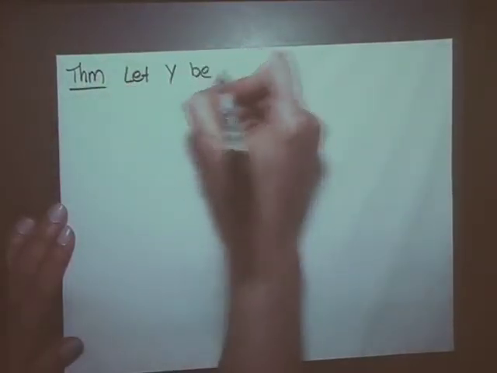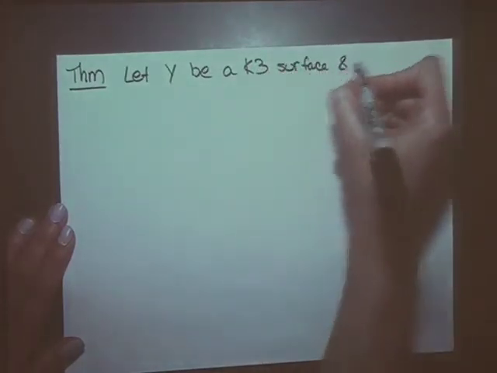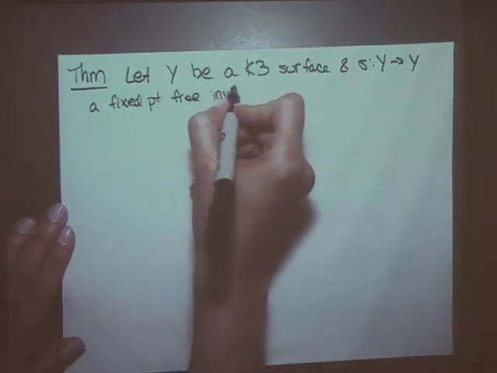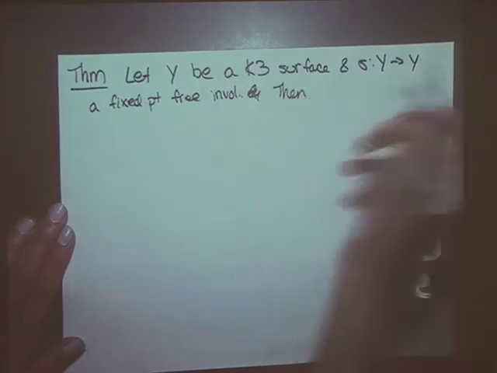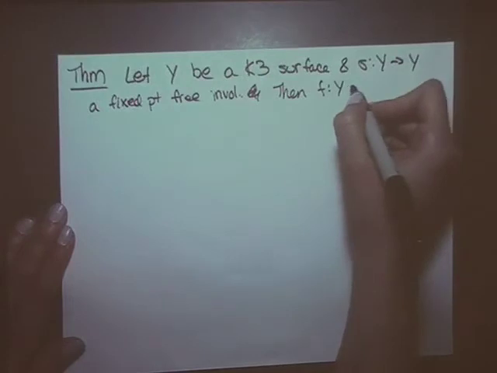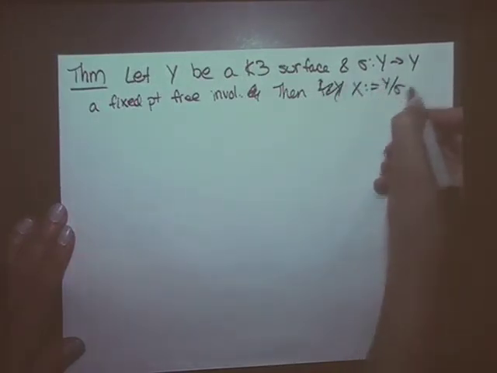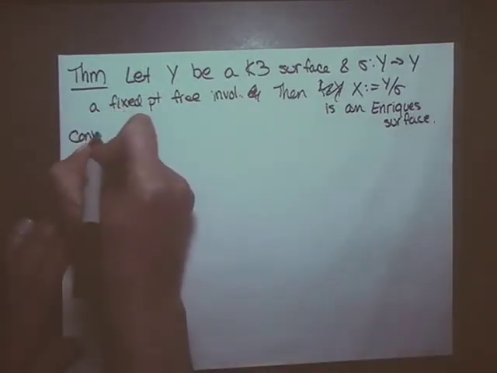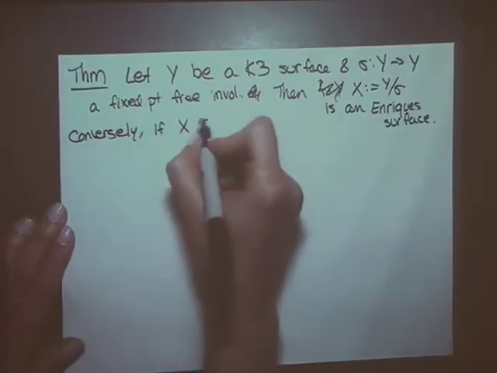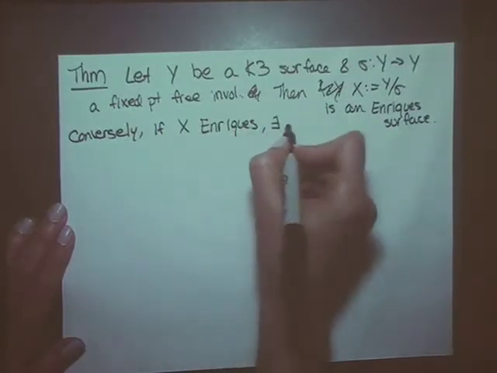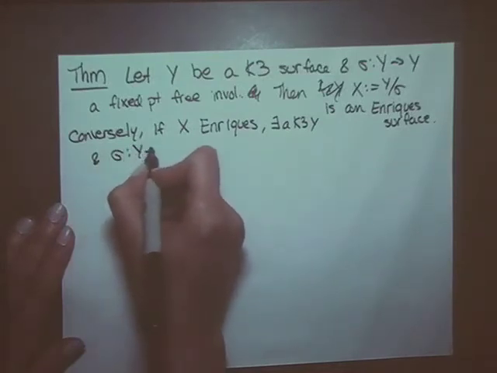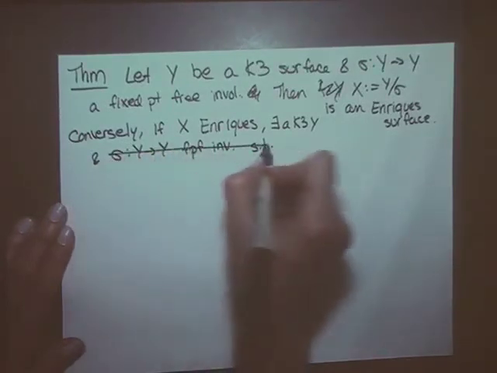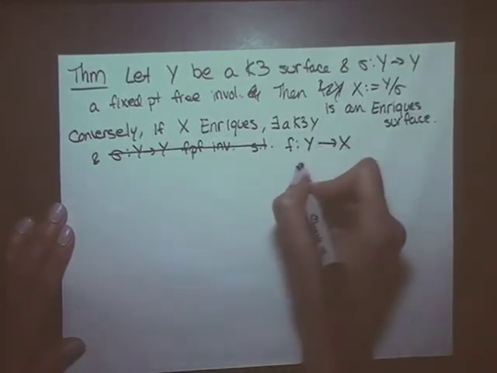Well, if Y is a K3 surface, and you have a fixed point free involution of Y, then the quotient by this involution is an Enriques surface. And conversely, if X is an Enriques surface, there exists a K3 surface Y and a fixed point free involution, such that, maybe I should just say it like this, f from Y to X is an étale double cover.